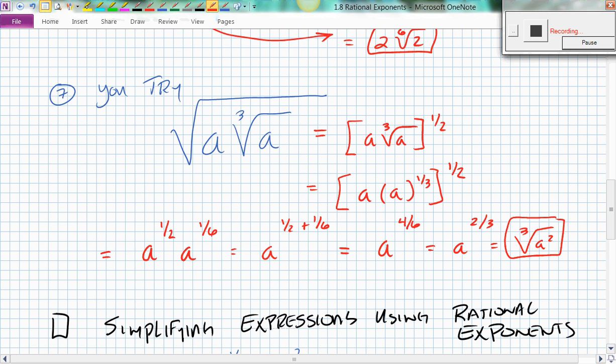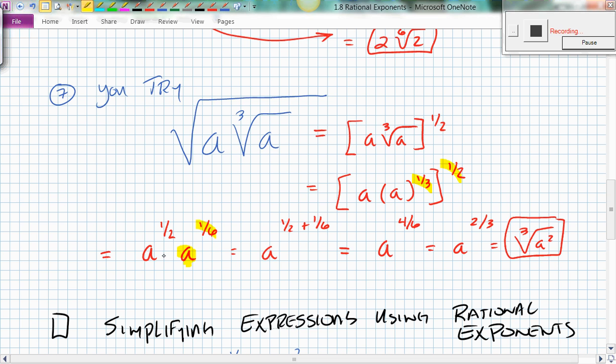Okay, so here's what we got for the Your Try. You can rewrite the square root of a times the cube root of a as a times the cube root of a, all to the 1/2 power. Then break down the cube root into the 1/3. So you've got a times a to the 1/3, to the 1/2. When you raise a power to a power, remember you multiply them, so it's a to the 1/2 power. And then a to the 1/3 times 1/2 gives you the 1/6.